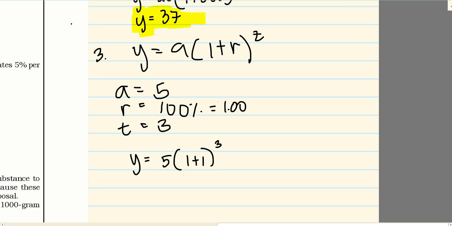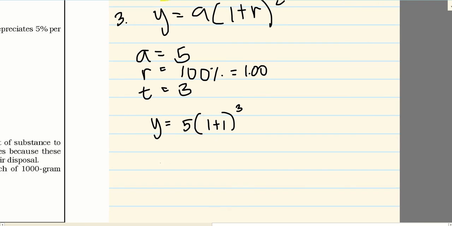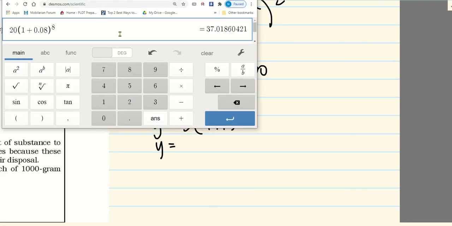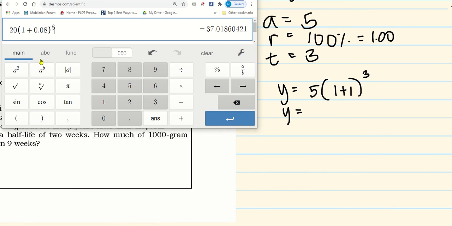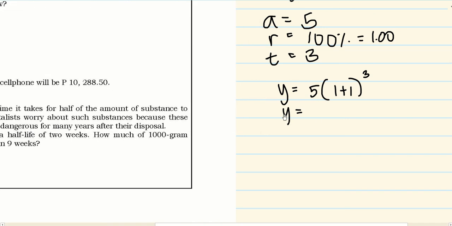This is supposedly time. So y is equal to, let's go back to our scientific calculator. We'll just edit this one: 5 times (1 + 1) to the power of 3. So we will have 40 insects.